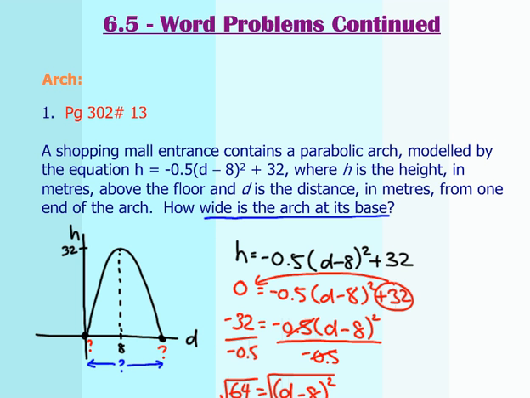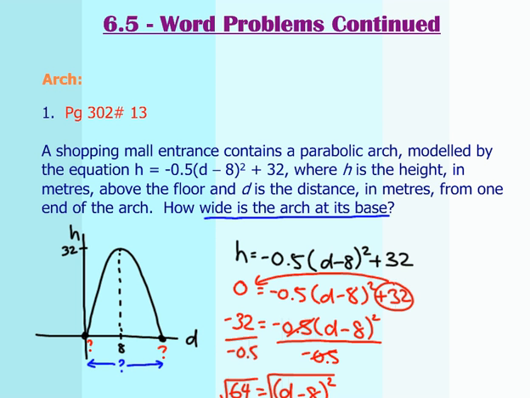All right, so a shopping mall entrance contains a parabolic arc modeled by the equation h equals 2 and then the entire equation. H represents the height in meters and d represents the distance in meters from one end of the arc to the other. So they want to know how wide this arc is. And I just drew what I think it might look like on the left-hand side.